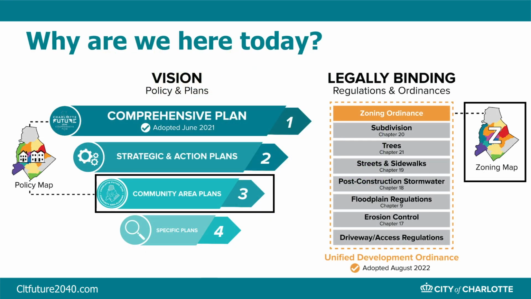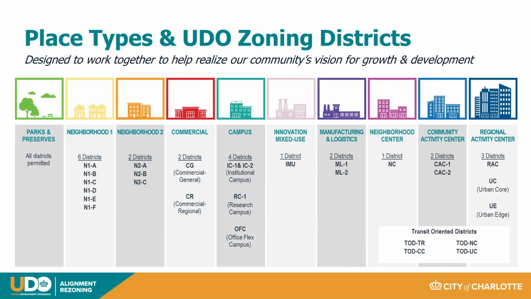When discussing today's meeting purpose, I mentioned there would be a future mapping effort for the Unified Development Ordinance, called Alignment Rezoning. Alignment rezoning will be informed in part by the place type designations within the community area plans and ultimately adopted into the 2040 policy map. Place types will inform alignment rezoning because place types and the UDO zoning districts were designed to work together. For each of the 10 place types, there is one or several zoning districts that codify the guidance within the place type.